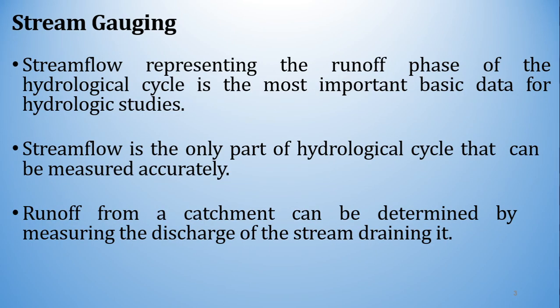Stream flow, representing the runoff phase of the hydrological cycle, is the most important basic data for hydrologic studies. Stream flow is the only part of the hydrological cycle that can be measured accurately. Runoff from a catchment can be determined by measuring the discharge of the stream draining it.